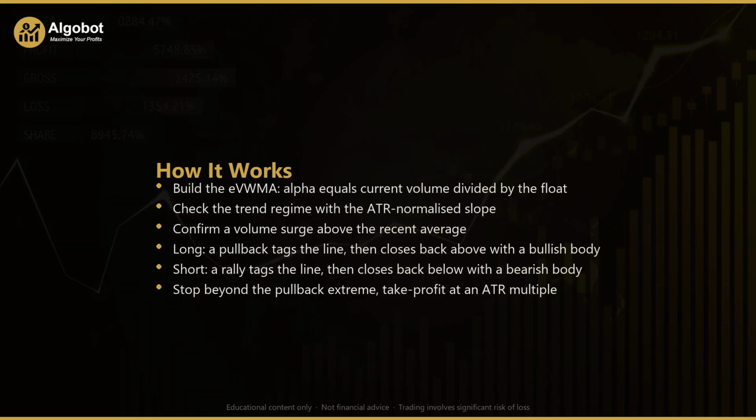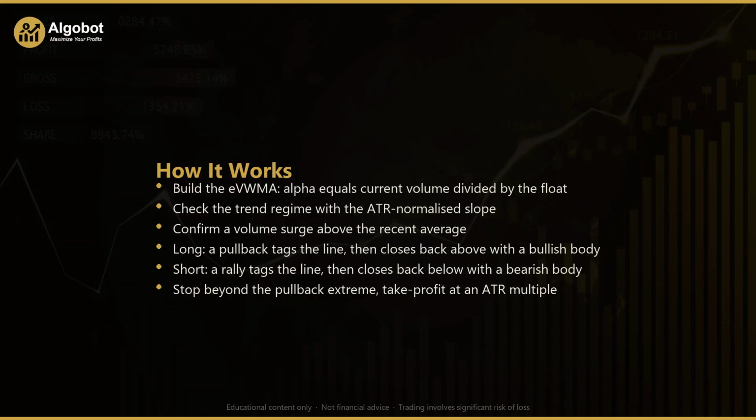Next, the strategy assesses the trend regime. It measures the slope of the eVWMA over the last 10 bars and normalizes that slope by the average true range. This gives a volatility-adjusted read on how strongly the line is rising or falling. If the normalized slope is above the threshold of 0.05, the market is considered to be in an uptrend. If it's below negative 0.05, it's a downtrend. Anything in between is treated as chop, and the strategy stands aside.